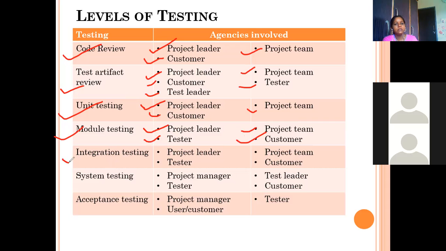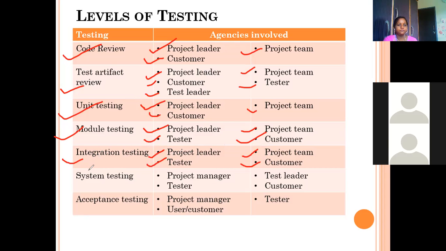Then integration. Integration means suppose you are ready with say 3-4 modules, and one module is dependent on another module, the second module is dependent on a third module. In that way integration is there. Whether that particular integration is working properly or not will be checked. This task is carried out by agencies like the project leader, your project team, then the tester, and the customer.